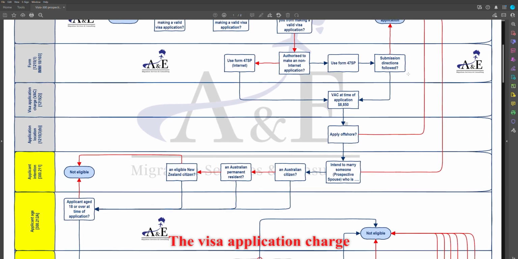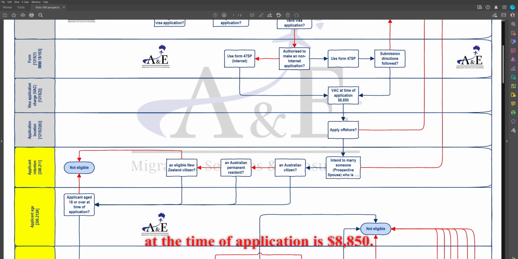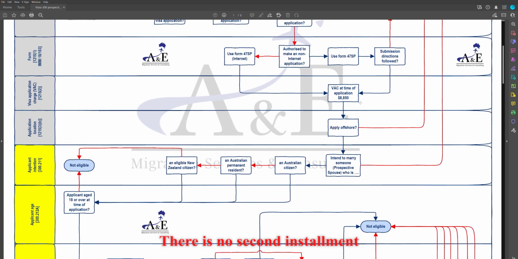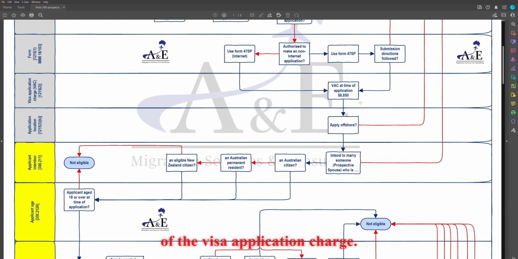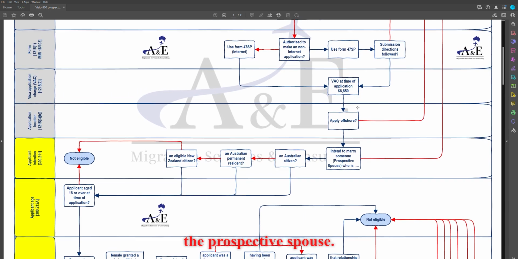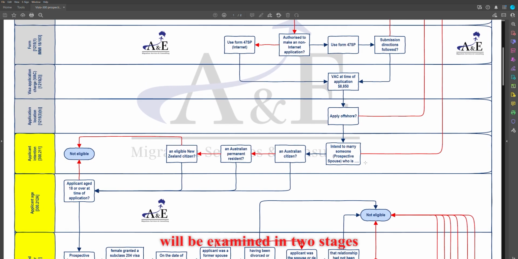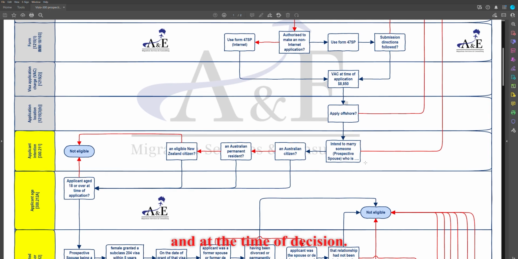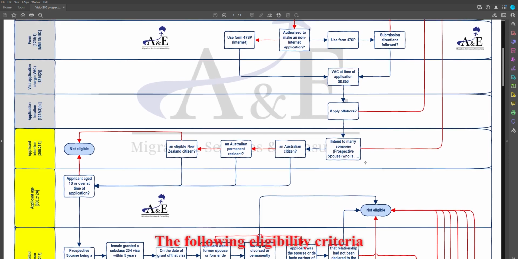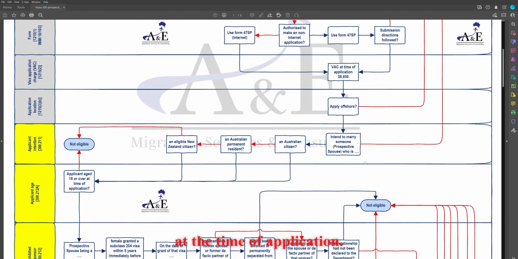The visa application charge at the time of application is $8,850. There is no second installment of the visa application charge. We will call the person you are going to marry the prospective spouse. Your visa application will be examined in 2 stages, at the time of application and at the time of decision. The following eligibility criteria are applicable at the time of application.